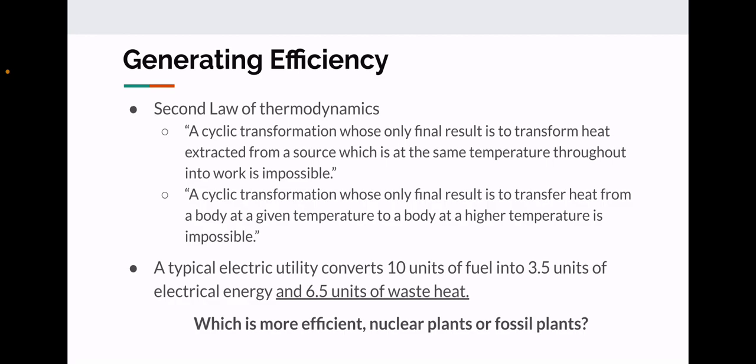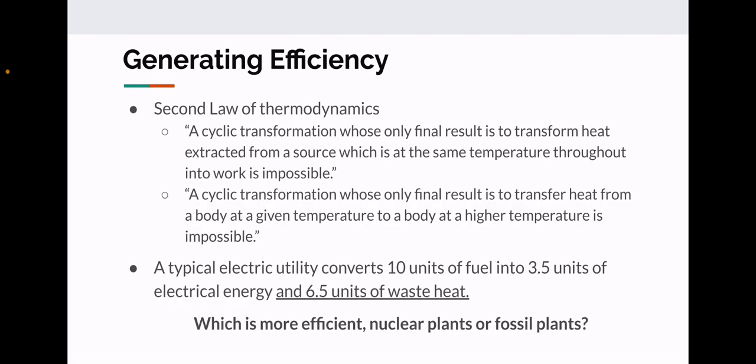So a typical electric utility, whenever they convert 10 units of fuel, you're only getting 3.5 units of that as electrical energy, and the other 6.5 units are going to be waste heat. And obviously that's a lot of waste.